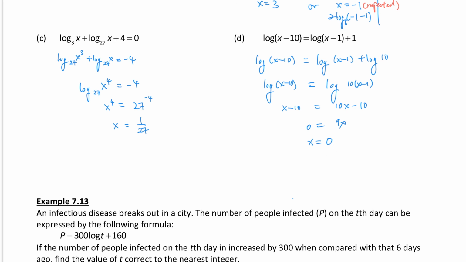This question is similar to the previous one. Remember, check your answer. When you substitute back, obviously x is equal to 0, this is log of negative 10. No solution, math error. So remember, reject it. So what's the solution of this question? The answer is no solution. We cannot find any values of x that satisfy these equations. The answer is no solutions.